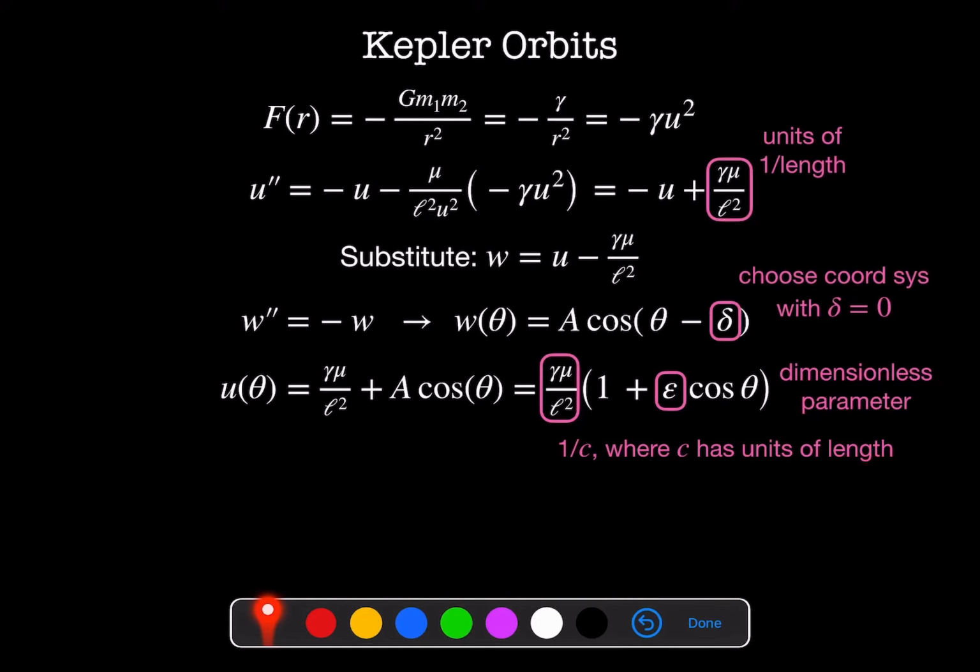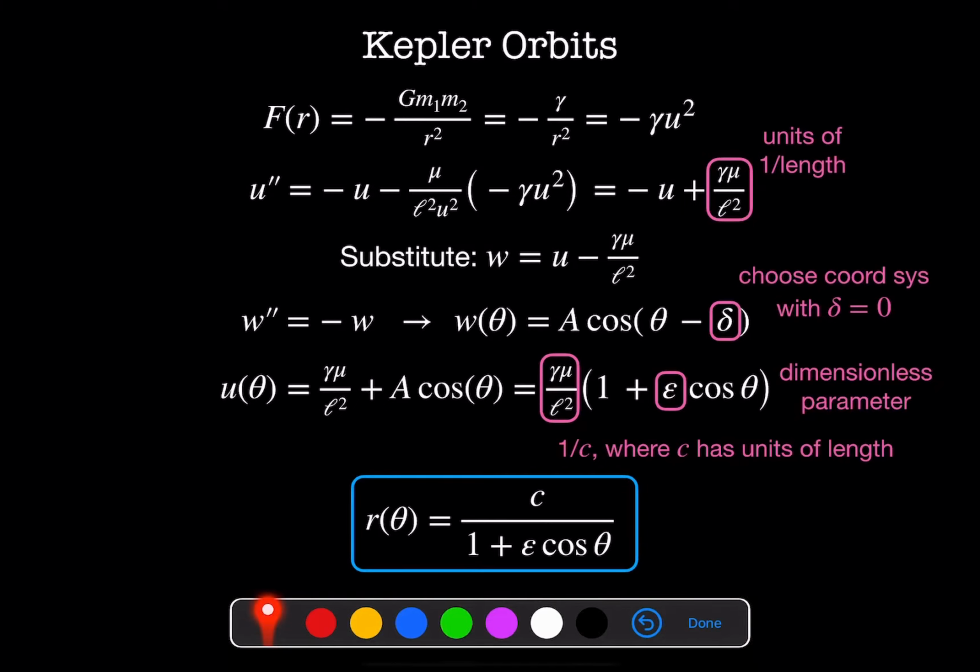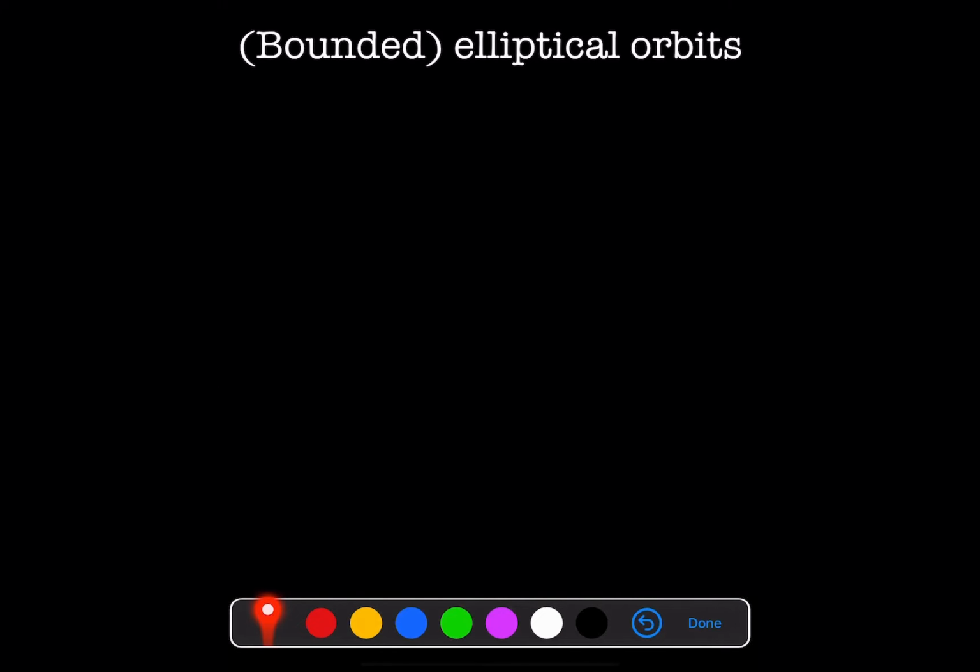That means that when I trade my U's in for R's, I end up with an equation for the shape of my orbit that looks like R as a function of theta is equal to C divided by 1 plus epsilon cosine theta. The first type of orbits we're going to look at are elliptical orbits.